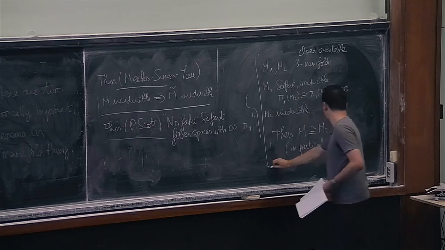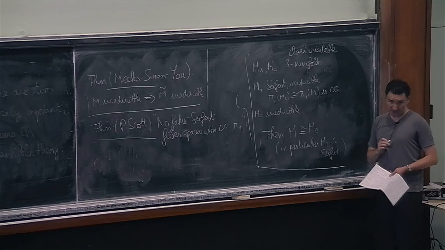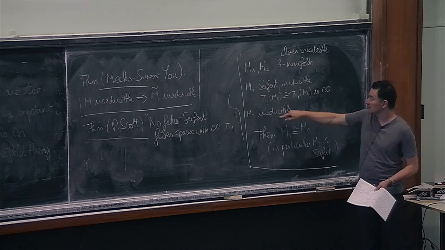Okay, a few remarks. The first remark: if you assume that both M1 and M2 are Seifert, then this was already known. If I remember correctly, it's due to Orlik, Vogt, and Zieschang. So here the difficult part is that you assume that one is Seifert, but the other one could be any closed orientable manifold.